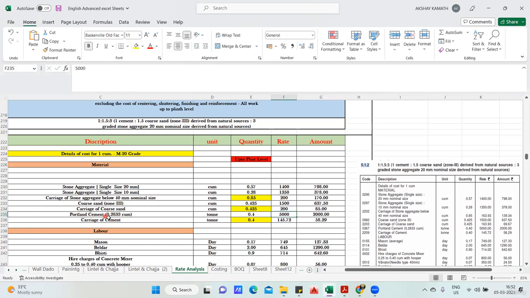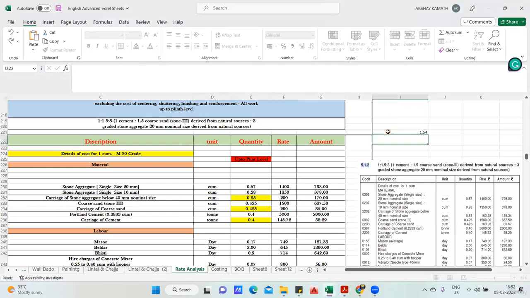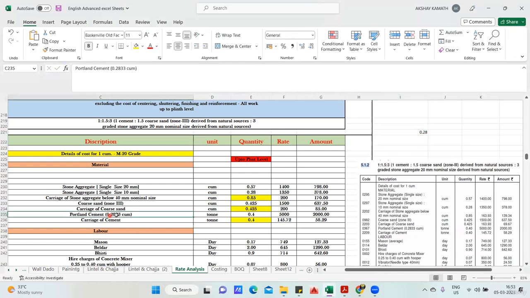So for cement, how are you getting 0.283? Very simple. What you're supposed to do is 1.54. Okay, anyhow, I'll do it here directly. So I'll take 1.54, multiply by 1 for 1 cubic meter, and here the cement ratio is 1, divided by the total ratio. My total ratio is how much? 5.5. If I do this, I'll get 0.28. You can see 0.28, the same thing you got here, 0.283.